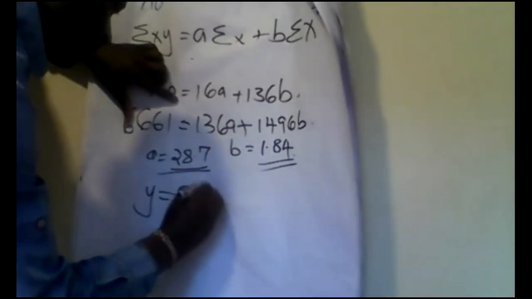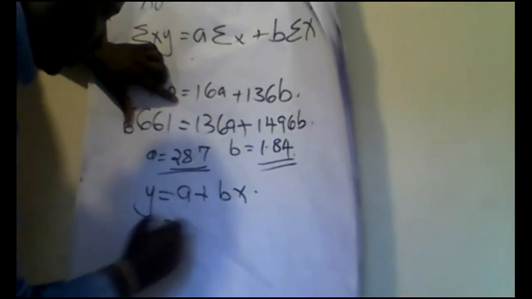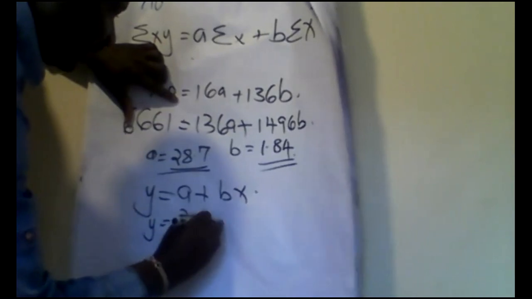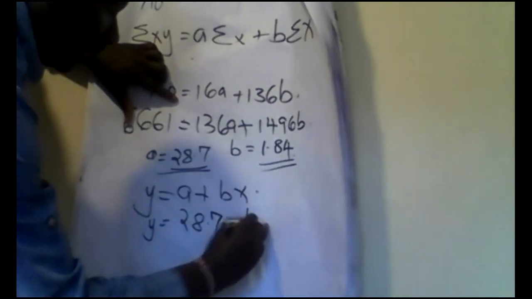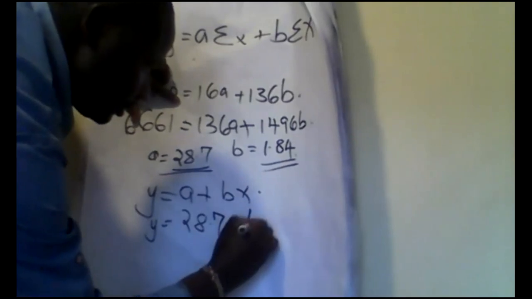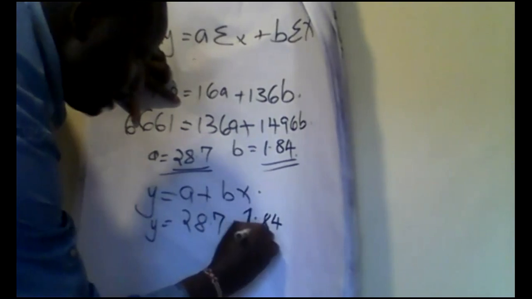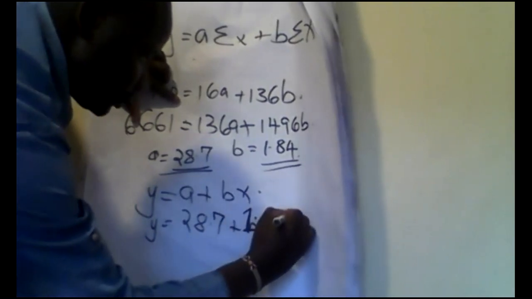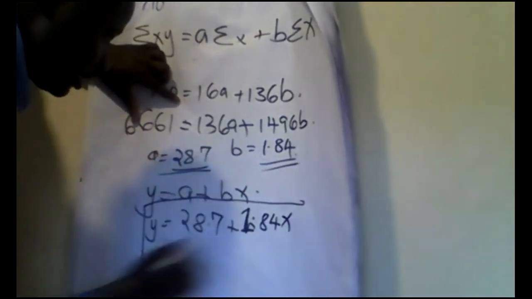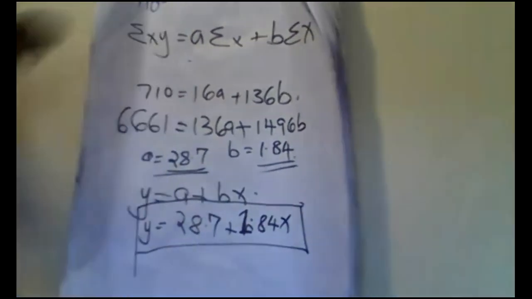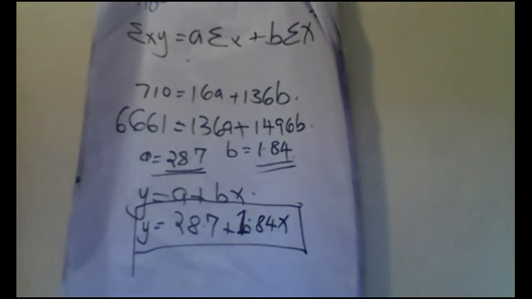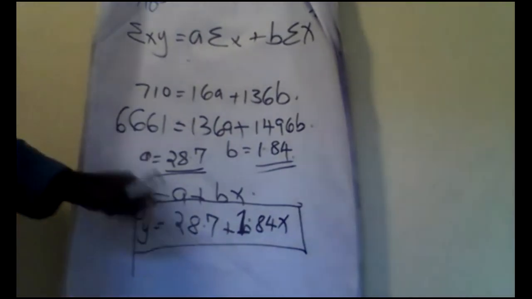So we are saying our trend line is y is equals to a plus bx. And we've indicated that our A is 28.7. Our B is 1.84. So this is the trend line, right? You can hear me?